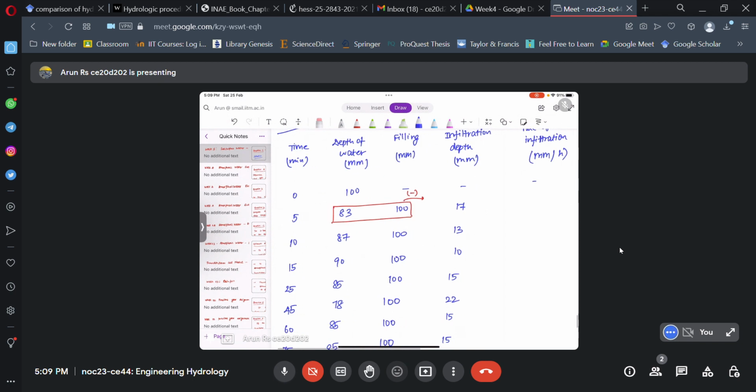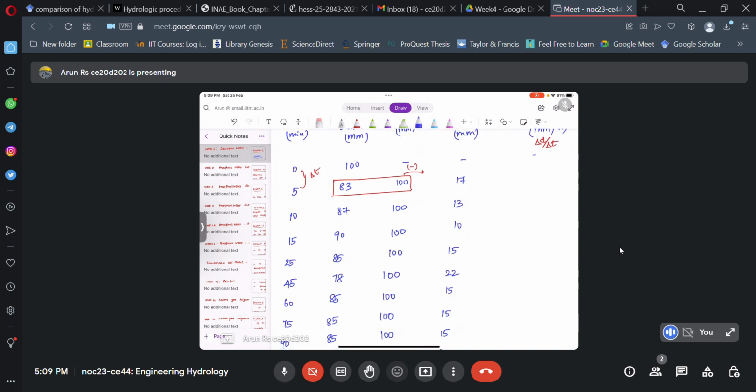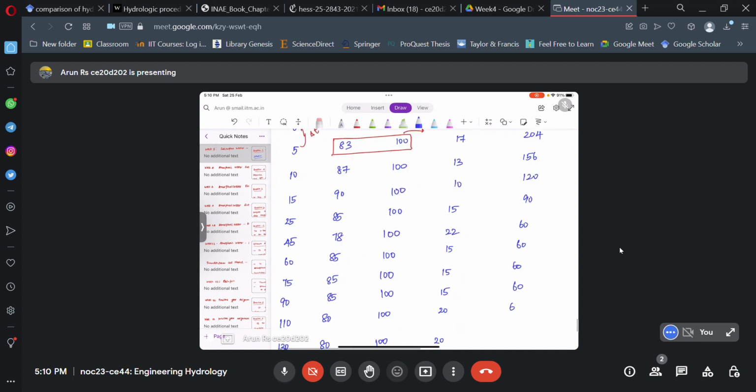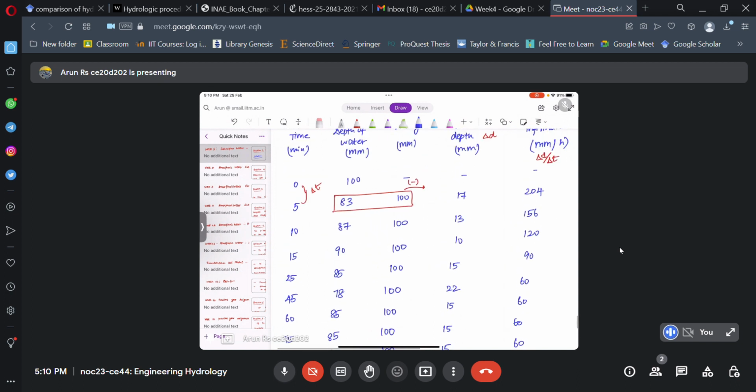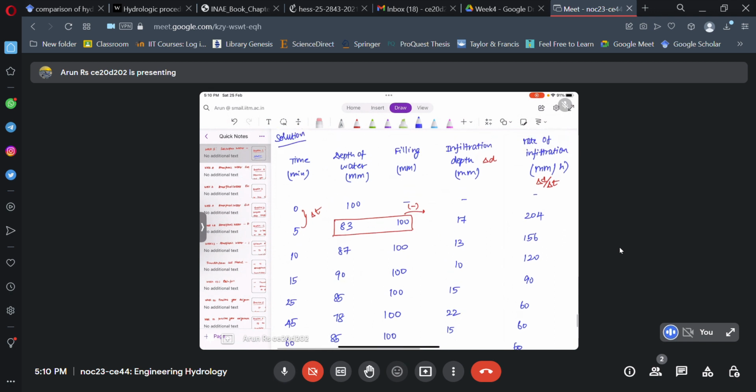Now we need to determine the rate. Let's say we call this delta D, and the time difference delta T, so your infiltration rate will be delta D by delta T. So we can determine that. It is calculated: 156, 120, 90, 60, and the rest are 60. So now the experiment is done and we have calculated the rate of infiltration.